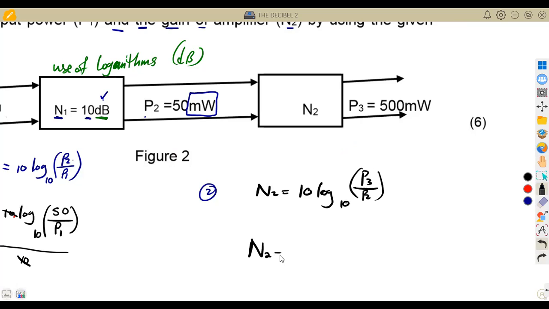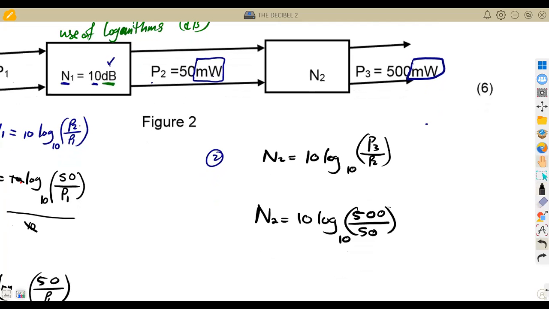So that means we're going to have 10 times the logarithm of, this is in milliwatts and this is also in milliwatts, so milliwatts divided by milliwatts will definitely cancel. There's no need for us to write milliwatts, just write the 500, because we've already got the same units. So it's going to be 500 over 50 in base 10.